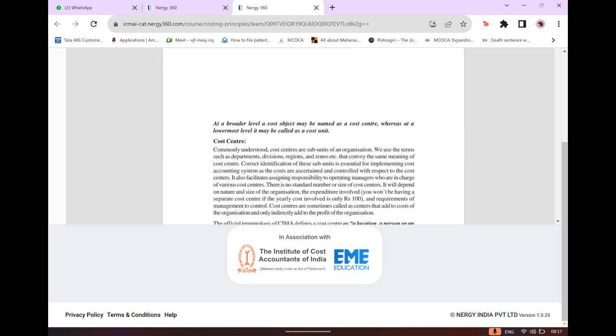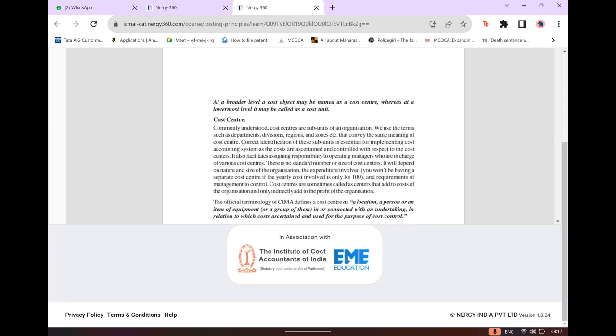At the broader level, a cost object may be named as a cost center, whereas at the lowermost level it can be called a cost unit. Once you are linking that to a particular activity or object, it will take the form of a cost center, and the lowest part of the cost center will be a cost unit. Now that will take us to what is a cost center.